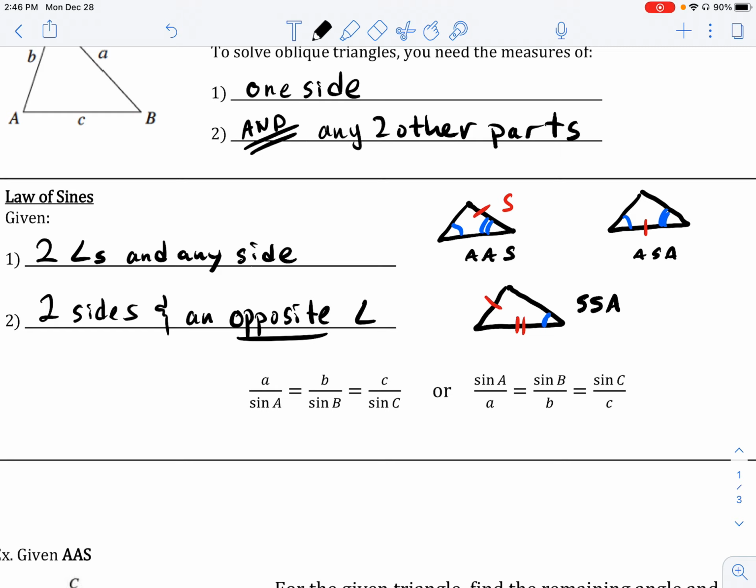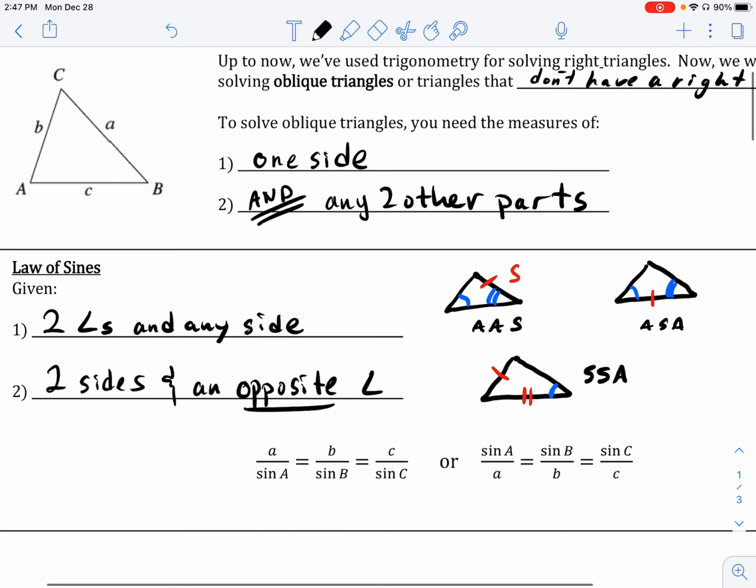And the law of sines effectively says that the ratio of any side over the sine of its angle is equal to the ratio of any other side over the sine of its opposite angle. This is called the law of sines. And I'm not going to go through a full proof of this right now. I will link a proof to this in the description below.